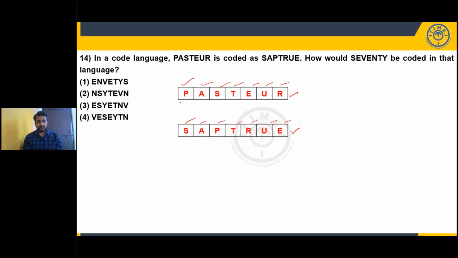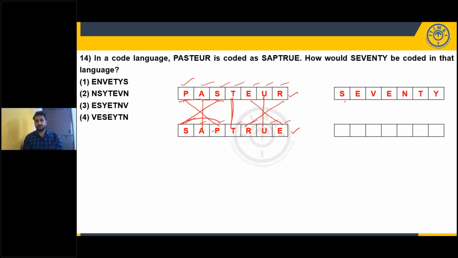How did that rearrangement happen? Let's see the first letters. PAS becomes reversed, SAP. T remains the same, the middle letter. Again ERU. This is how the rearrangement process happened. It means the letters in the even position remain the same. Okay. Now apply the same logic. In the given word, these three letters have to be interchanged.